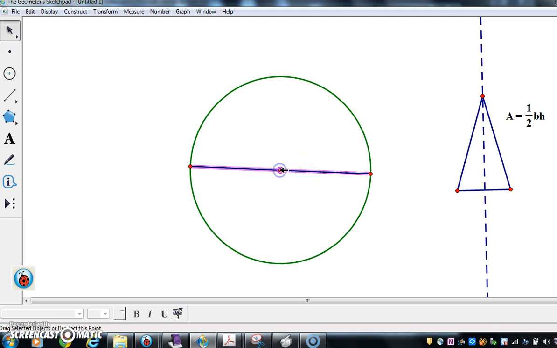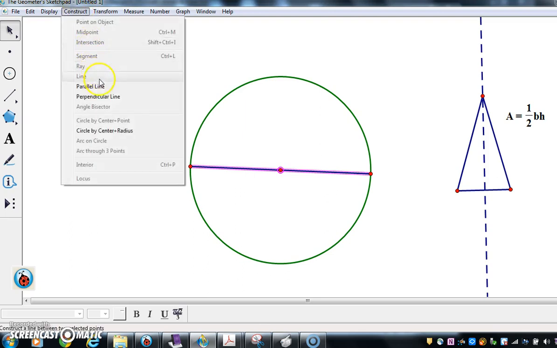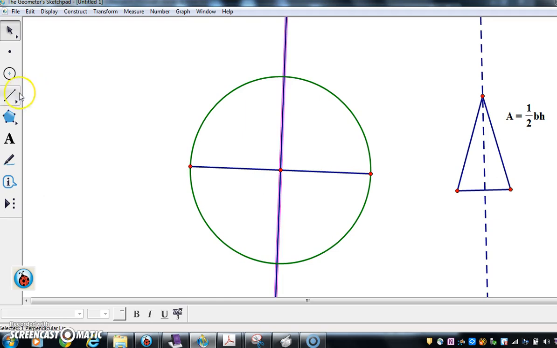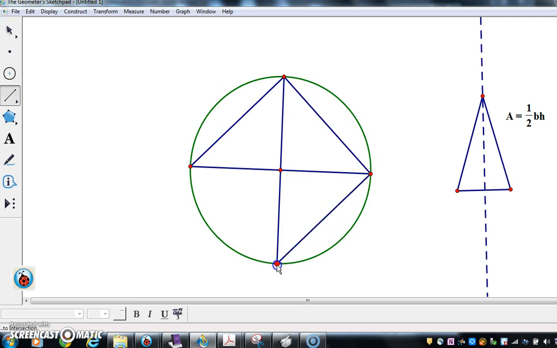I'm going to highlight the line and highlight the center, which is going to be the midpoint of that diameter. And I'm going to tell the computer to construct a perpendicular line. Now I'm just going to trace it with the line segment tool, and then I'm going to hide that line. Now I've got the two diameters perpendicular to each other, and when I connect those end points of the diameters, remember that makes a square inscribed in a circle.